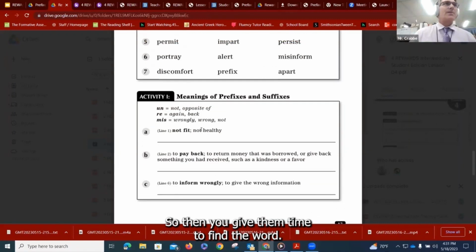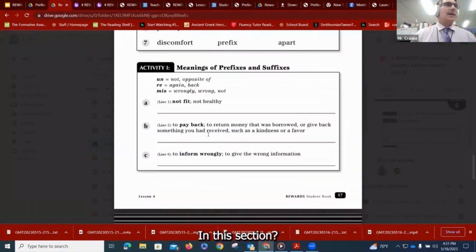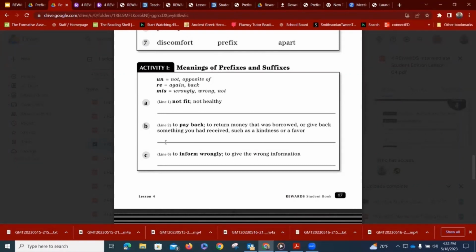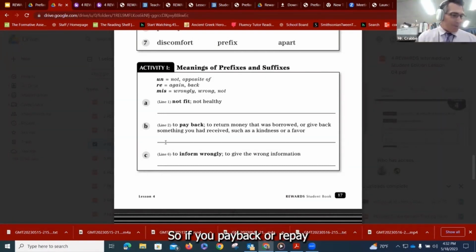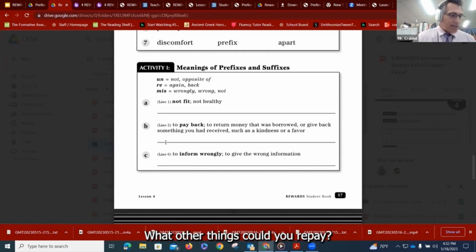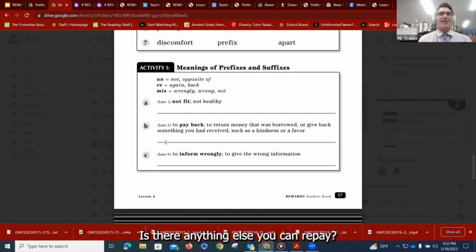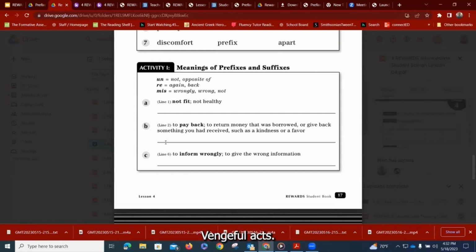So then you give them time to find the word. What does pay back mean in this section? And then you're going to give them time to write it. So what word means to pay back? Repay. Very good. So if you pay back or repay the kind of deed that someone did for you, you do something nice for them. What other things could you repay? I'm going to call on someone. Begin by saying, things I could repay include. What are things you could repay? Anyone? Things I could repay are debts to friends. Very good. You could repay a debt. Is there anything else you can repay? Vengeful acts. Sorry.